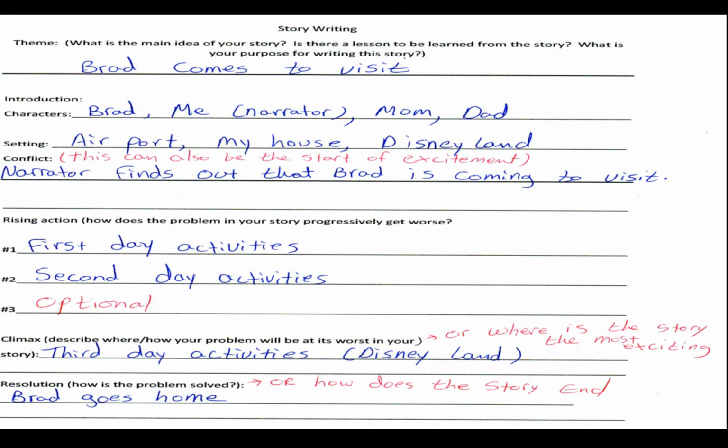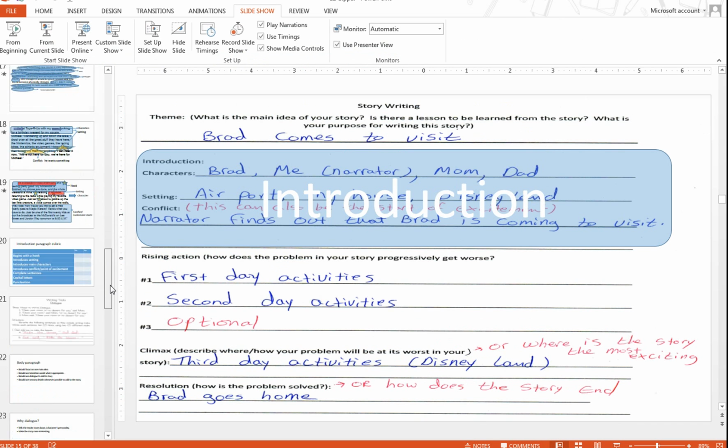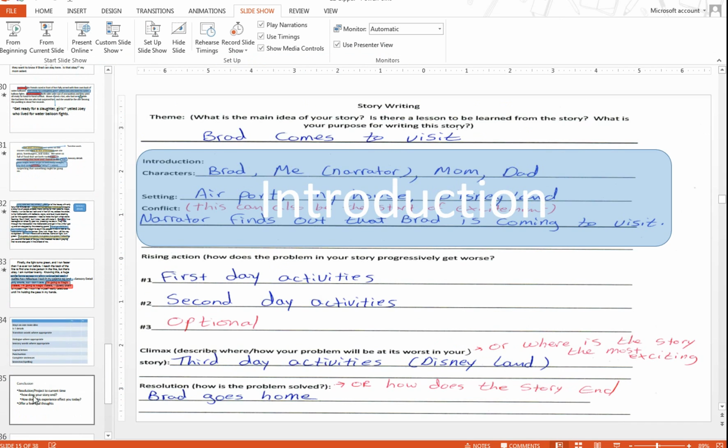Okay, so the last piece that we are going to talk about for our personal narrative is the conclusion. So we're back to this worksheet that we filled out at the beginning. And our conclusion is going to start with the resolution. So it's basically, how does the story end? Alright, so let's take a look at some things that make a good conclusion.